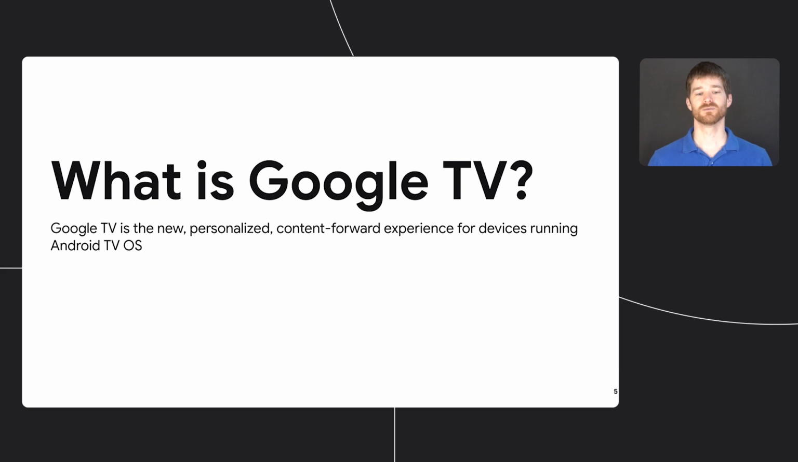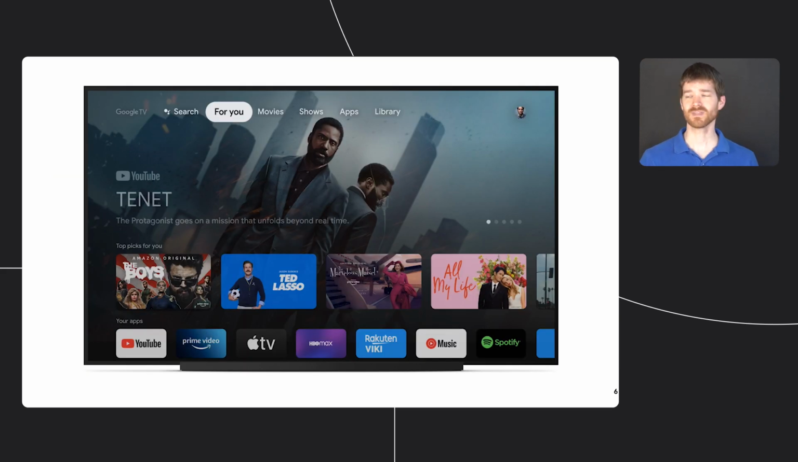You've probably heard that Google TV is the new, personalized, content-forward experience for devices running Android TV OS, but what does that mean? It's easier to explain with a screenshot. There's a great balance between the beautiful visuals and content discovery, and the content is also personalized for the logged-in user. Users can still easily access their apps, but the content really shines. So now we have this great user experience for users, but what does that mean for app developers?